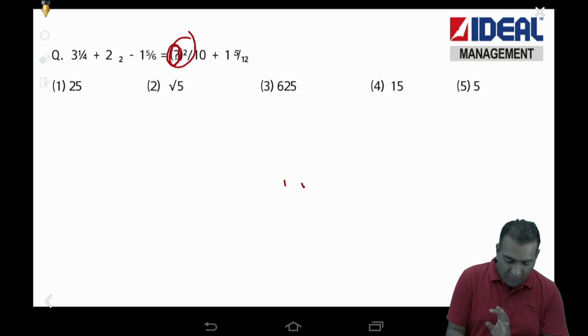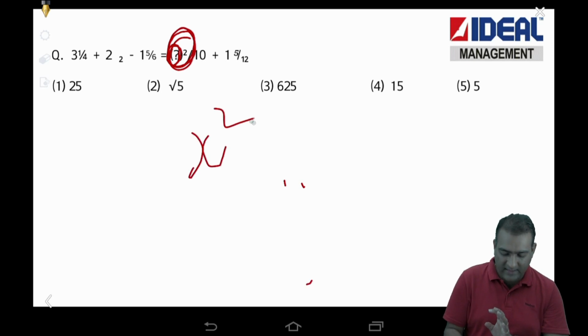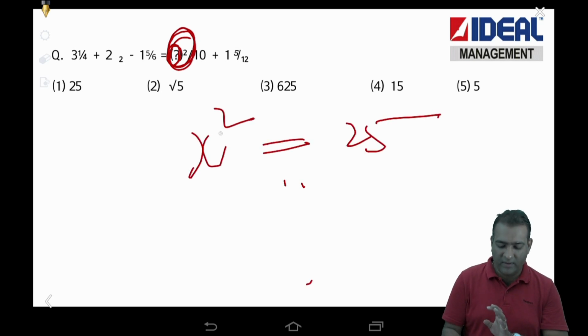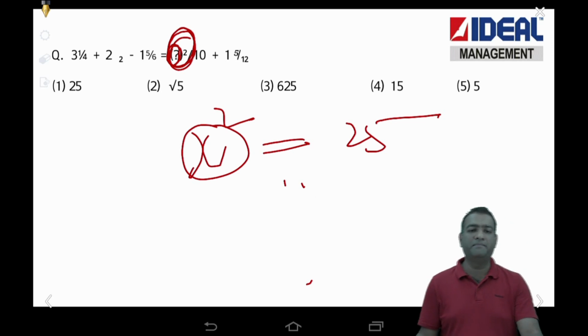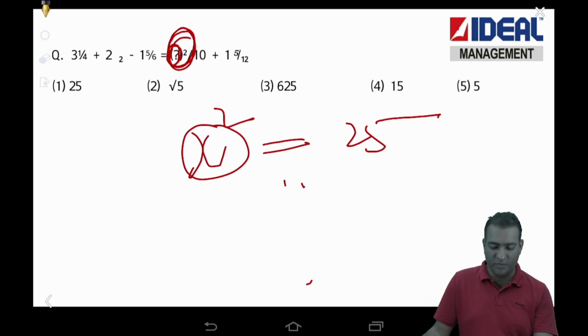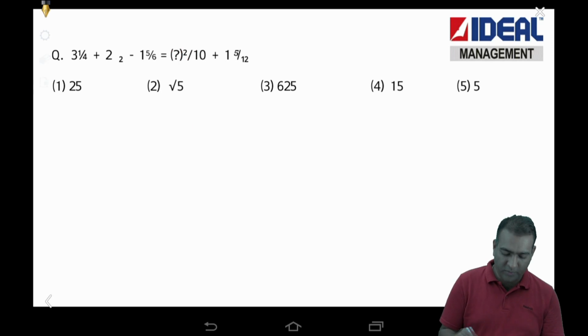राइट, हमने जो निकाला है वो पूरा ये निकाला है 25. सो यू कैन टेक इट लाइक दिस, x स्क्वायर इज इक्वल टू 25. द वैल्यू ऑफ x इज प्लस माइनस 5. लेट्स मूव फॉरवर्ड. होप यू गॉट दिस.